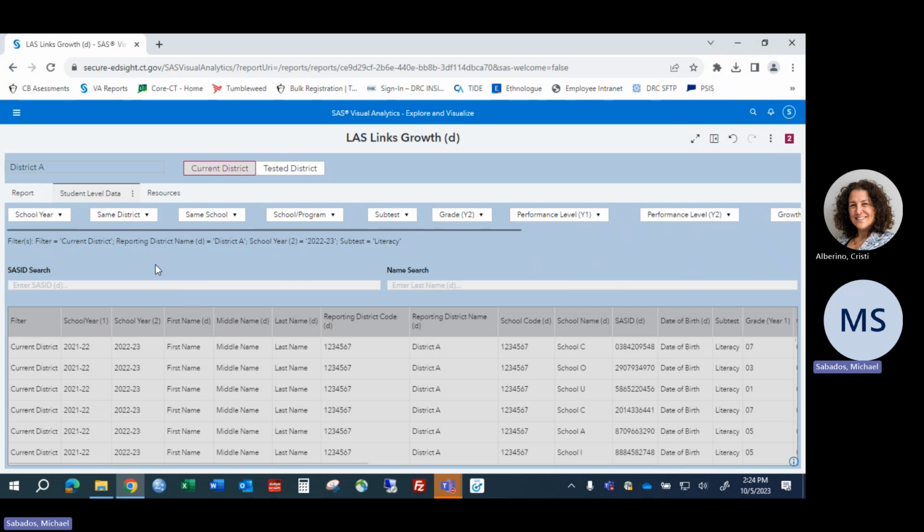And let's say you were looking for the results for one particular student. You have a couple of options. You can search for their information by entering their SASID, and that's their 10-digit unique state-issued identifier. If you don't know their SASID, you could also search by their last name. If you know their school or their grade, you can also use those filters to try and find a particular student.